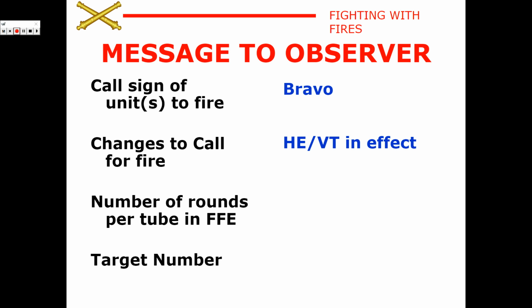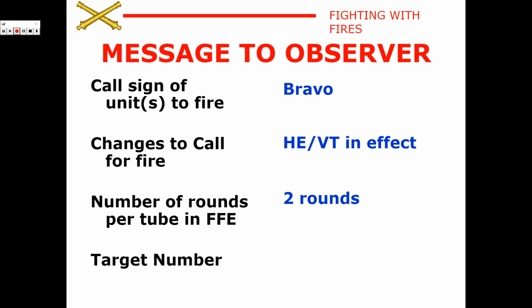Changes to the call for fire are only mentioned if they're going against something you previously requested. Like if you asked for DPICM as the round and that got nixed, then they would send the round type, HEVT in effect. Then they'll send the number of rounds per tube and fire for effect. If we're firing from our Bravo mortar element as the firing element, they have two 120 millimeter mortars firing 2 rounds each, so what that's telling you is you're getting 4 rounds.